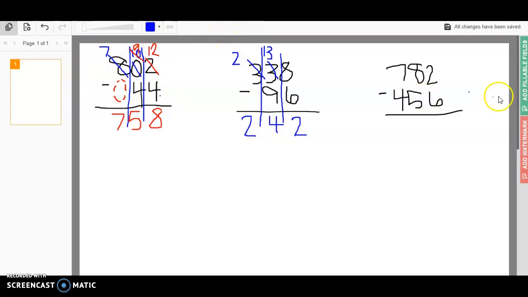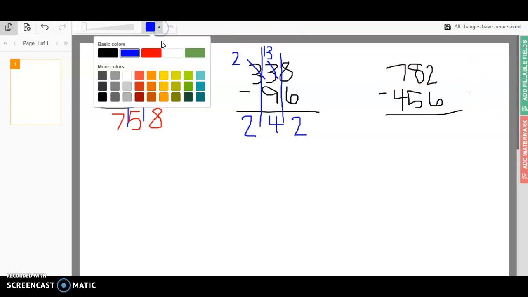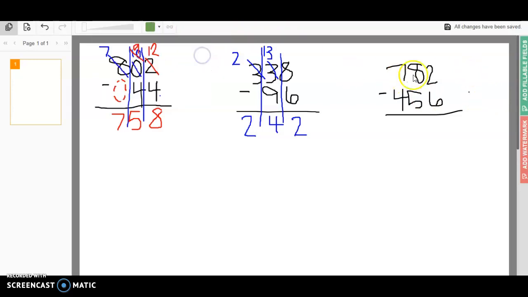Okay, last problem. Let's go ahead and move down here. Remember, first step is always the same. We want to break apart our place values to make sure we're not messing up. And then we can solve. Okay, so let's see. I have 2 minus 6. Is 2 greater than 6? Nope, it's not, which means that I have to go and break a 10.